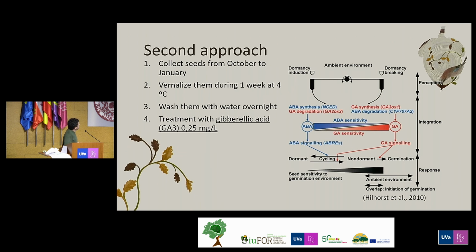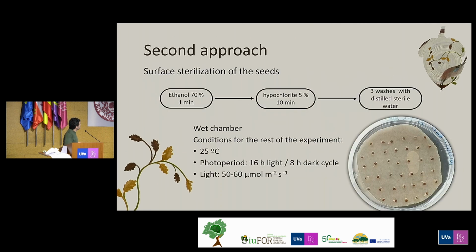I stratified them for 1 week at 4 degrees, and then I wash them overnight, and I treat them with gibberellic acid, which is a phytohormone. I'm going to talk a lot about phytohormones. It promotes, as you can see here, the germination of the seeds. This is a common mechanism. If you pay attention to this, it breaks the dormancy of the seed and increases the rate of germination.